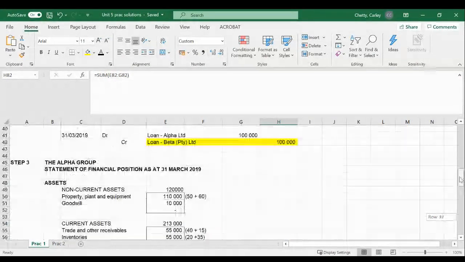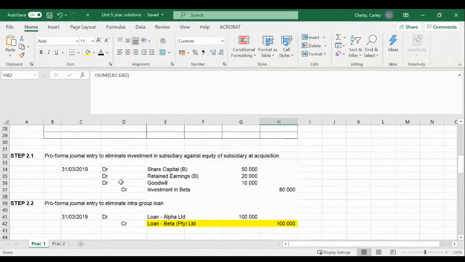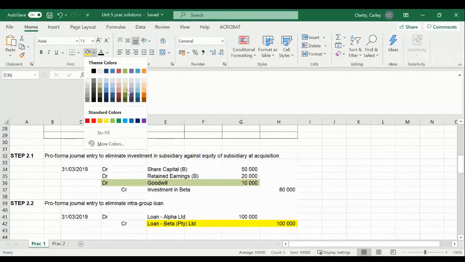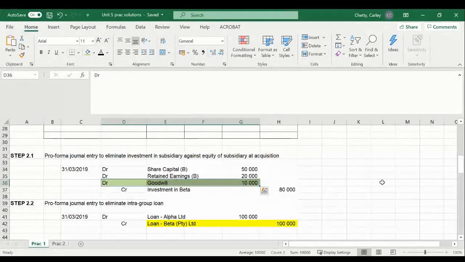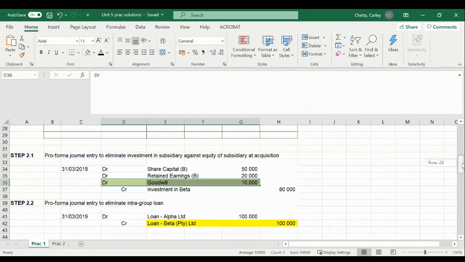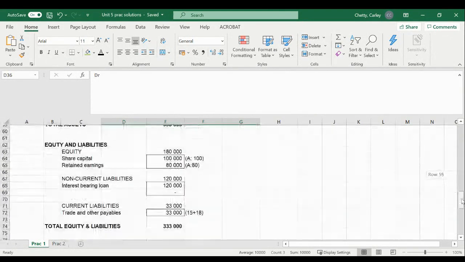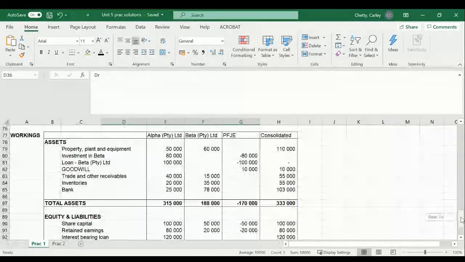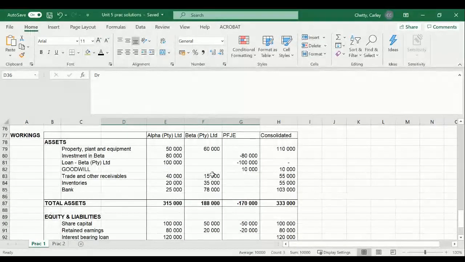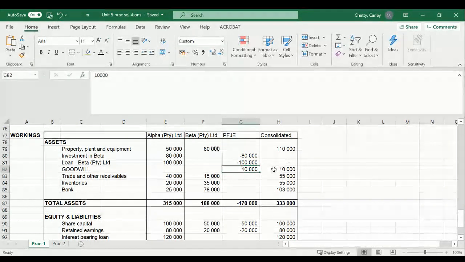So if we just go to our journal entries, see goodwill is here. We debited goodwill in our pro forma journal entries, and that is what we are showing here. So we have debited goodwill, 10,000 Rand, and then this filters through to the financial statements. So goodwill debited 10,000 Rand, and that means we are raising this goodwill in the consolidated financial statements.